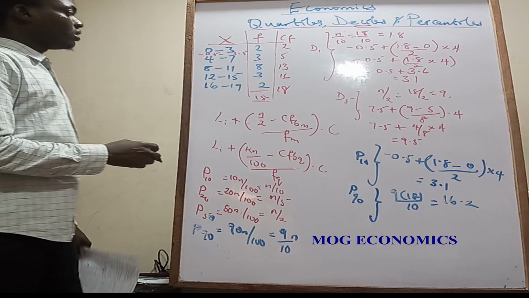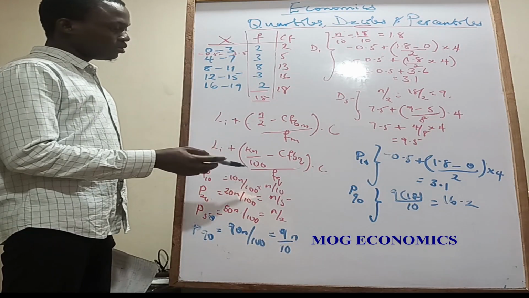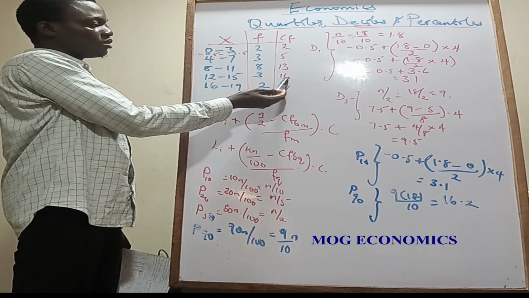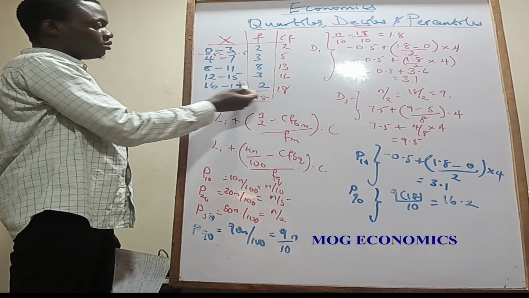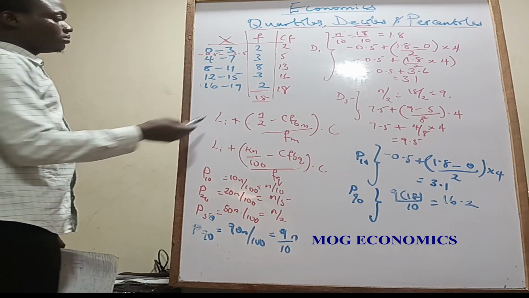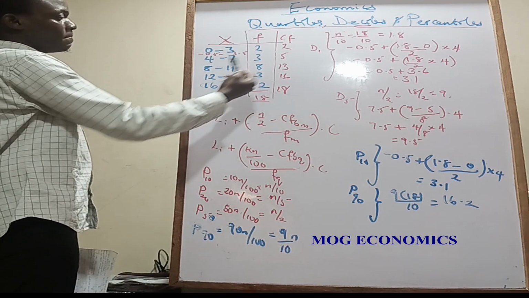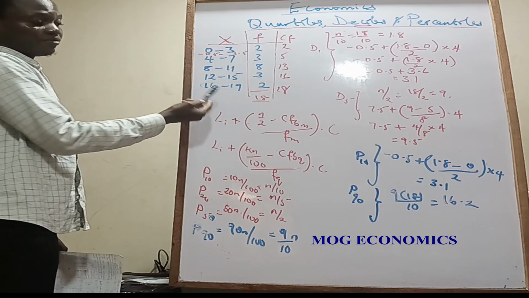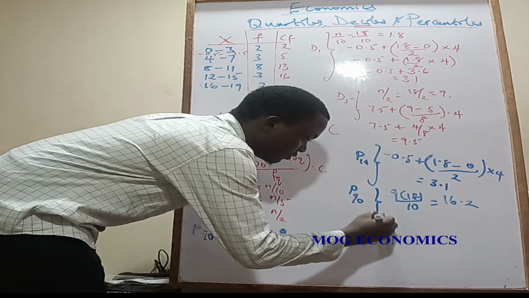So what's the lower class boundary there? Where do you have 16.2? 16.2 is more than 16, so it's going to be around here. Which makes sense because you're almost done with the entire data set, like P90. So our lower class boundary for 16.2 is going to be 15.5.